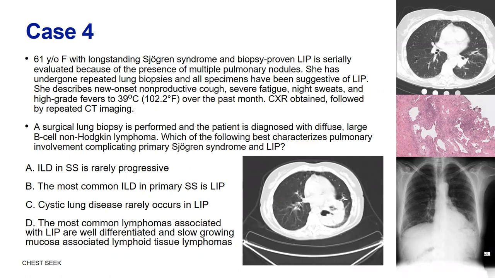Which of the following best characterizes pulmonary involvement complicating primary Sjogren's syndrome and LIP? A, ILD in Sjogren's is rarely progressive. B, the most common ILD in primary Sjogren's is LIP. C, cystic lung disease rarely occurs in LIP. Or D, the most common lymphomas associated with LIP are well-differentiated and slow-growing mucosa-associated lymphoid tissue lymphomas.